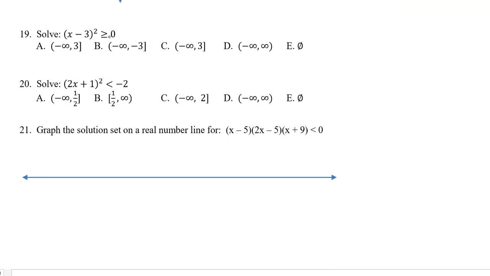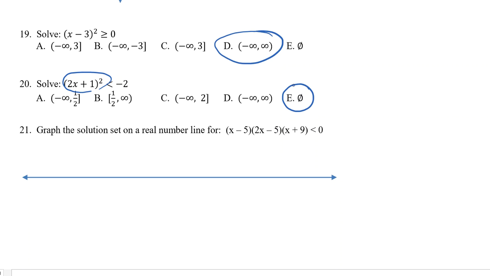If we have something squared, will it be bigger than 1? Always. Anything squared will be at least, not bigger than 1, it'll be at least 0. So that would be all real numbers. Is a square of anything ever going to be less than negative 2?